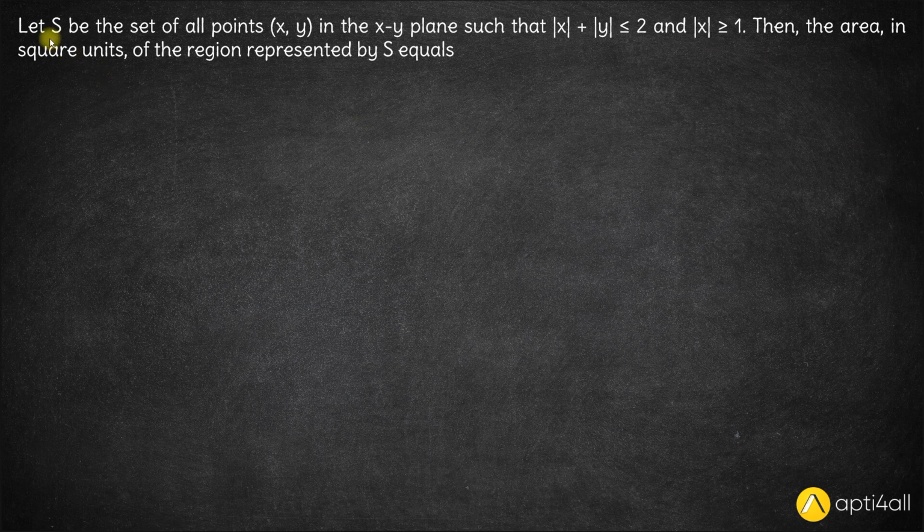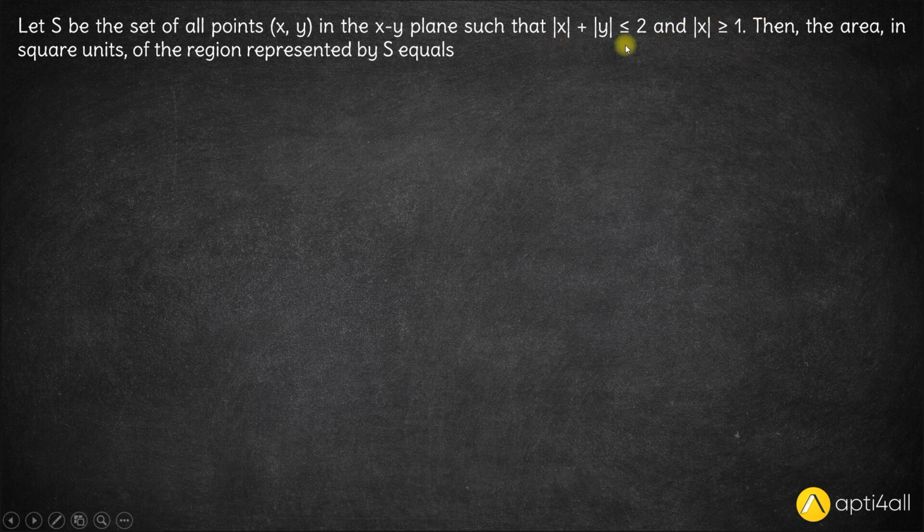Hi, here we have: let S be the set of all points in the xy plane such that |x| + |y| ≤ 2 and |x| ≥ 1. Then the area in square units of the region represented by S is what? So S is basically the common region between these two graphs.